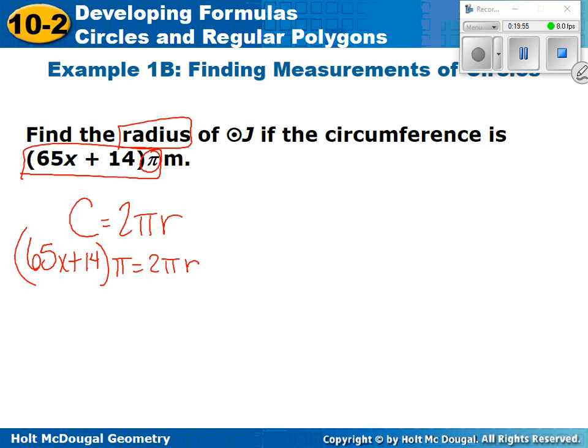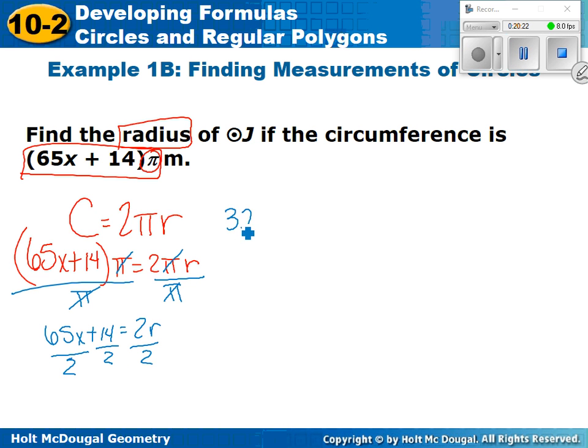What do you think would be the next best option to do to solve? Divide by pi. You could do 2 pi all at once if you want, that's fine, but definitely divide by pi first and get rid of that pi. So that gives us 65x plus 14 equals 2r. And then at that point, we need to divide by 2, and just make sure you divide every term by 2. And so you should have ended up with 32.5x plus 7. What are the units? Meters. And that is your radius.